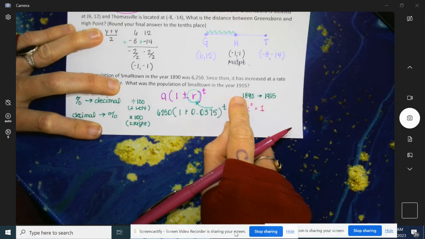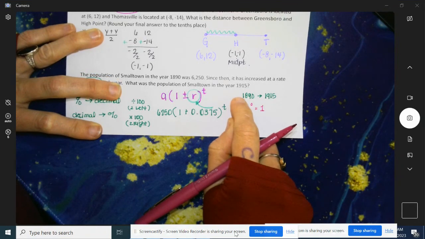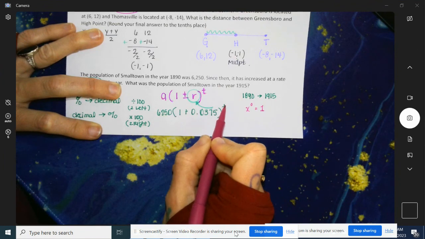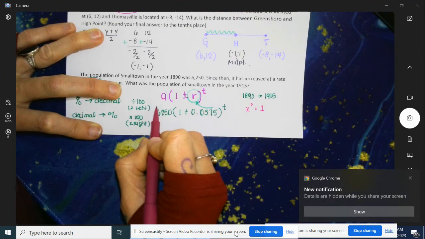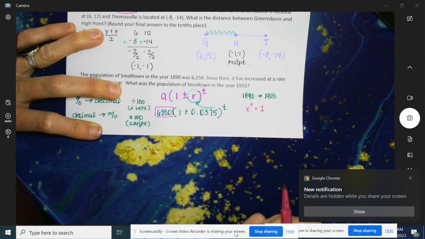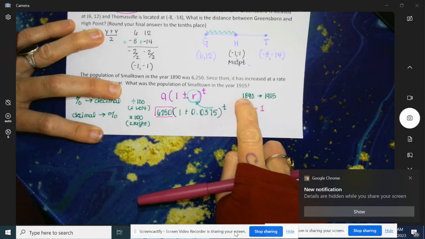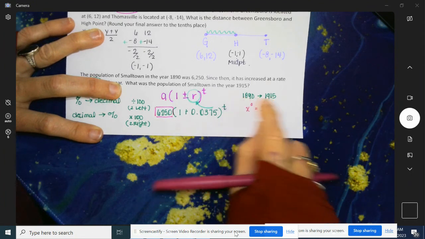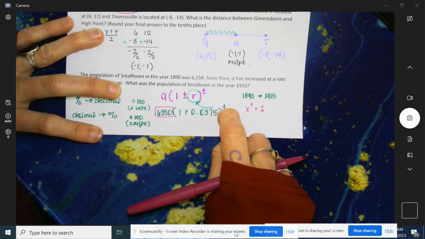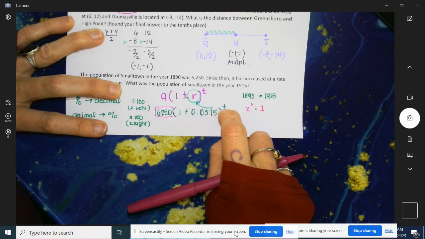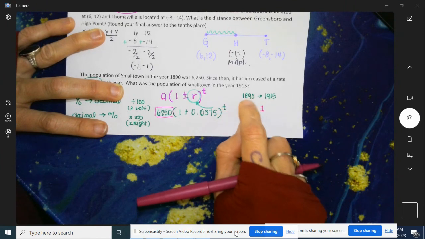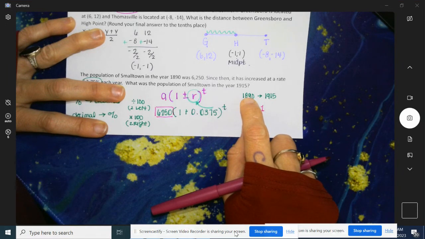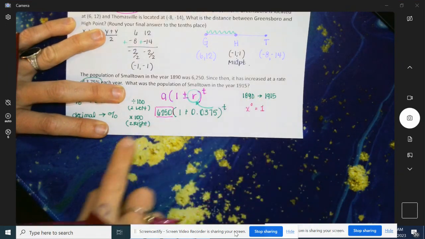So 1890 is going to be our starting point. Because if I raise this to a 0, all of that becomes a 1, and then I would be left with this. So 1890 is 0. And then I got to get to 1915. So how many is that actually? We don't want to put 1915 there because that's a hot mess. We want to know how many jumps is 1915 from 1890. How many years passed?